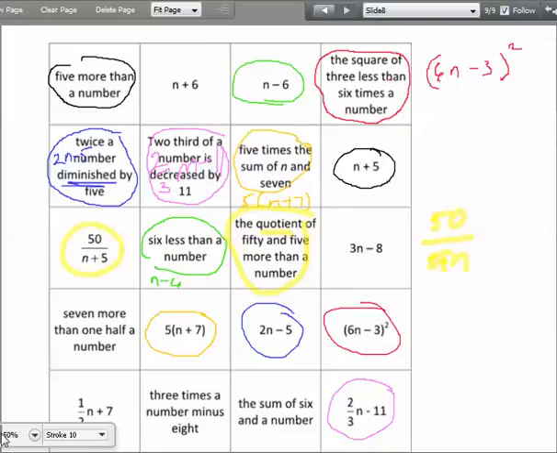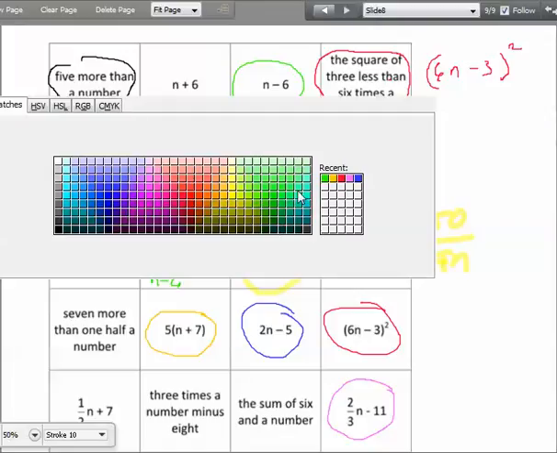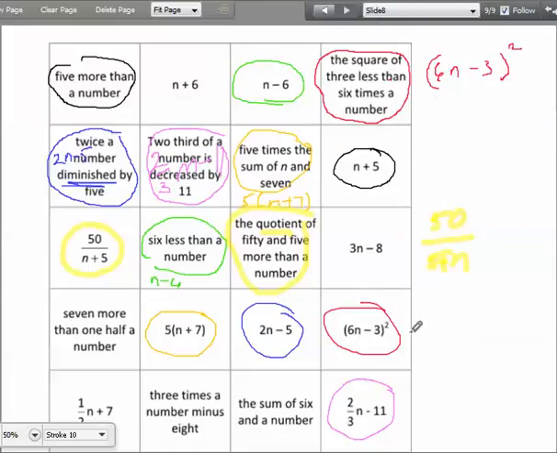Okay? Hope you guys realize I've switched to a highlighter here, so it's a little bit different in structure, so you can see it. This one says 7 more than 1/2 a number. So I'm going to say plus 7, and it's 1/2 of n plus 7. That would be this one right here. Okay? So let's see. We only got a couple more here to do.